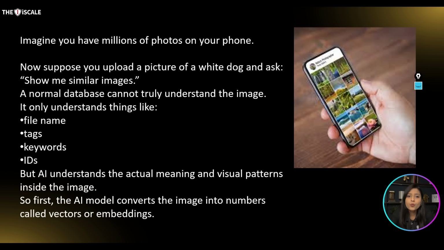In this video, we are going to solve this problem by building an AI-powered image search project. We will take the images, convert them into embeddings, store these embeddings in the vector database, and then search for visually similar images. By the end of this video, you will understand what a vector database is, why it is so important for AI applications, and how to use Milvus and Zilliz Cloud to build a real image similarity search demo.